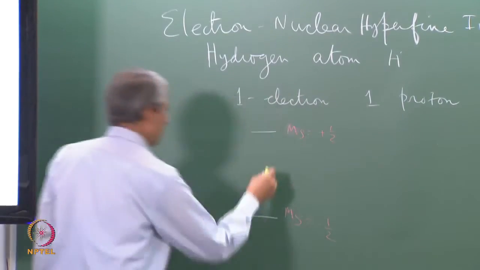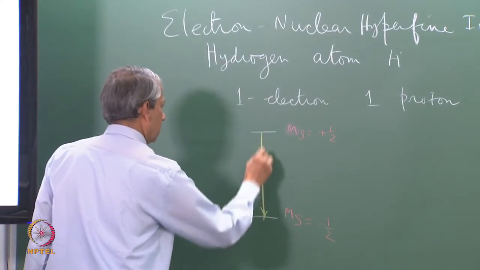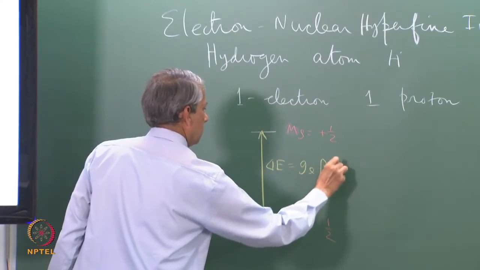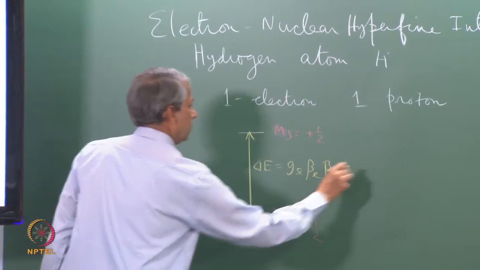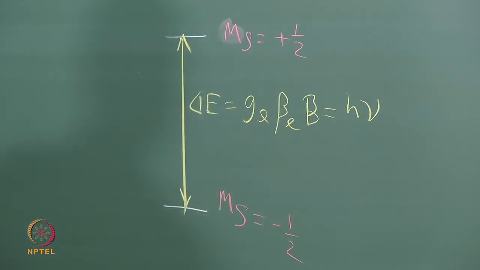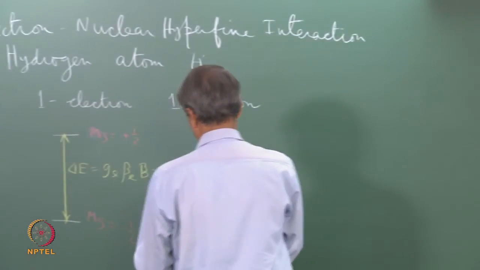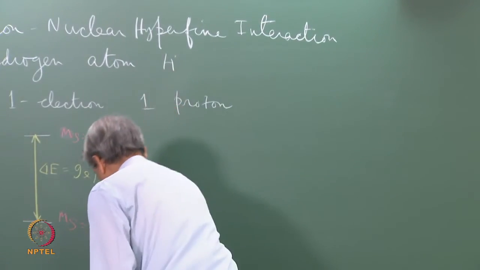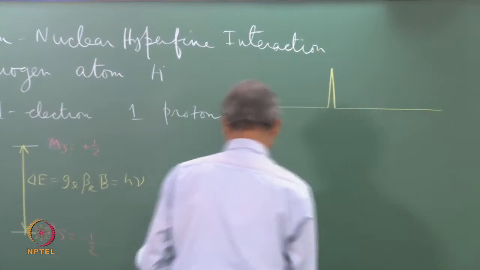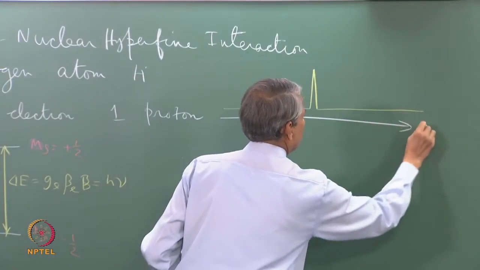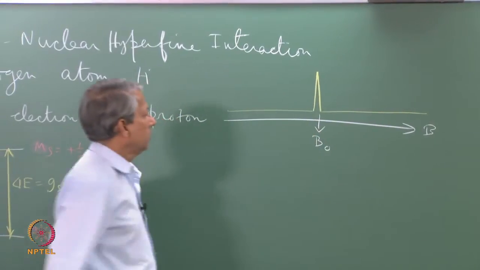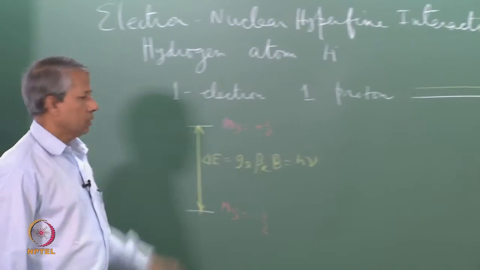And as we discussed earlier, if this is the case, then I see a transition which looks like this, delta E is equal to g beta B, and this will be equal to h nu. So for a fixed frequency experiment, the EPR spectrum will look like, I will draw it here. Now this is the magnetic field. So this corresponds to the energy of transition which satisfies this relationship.